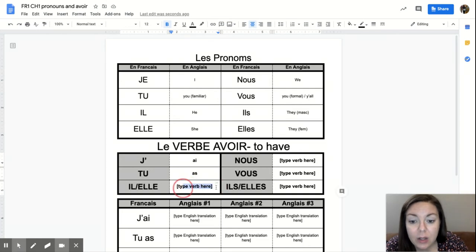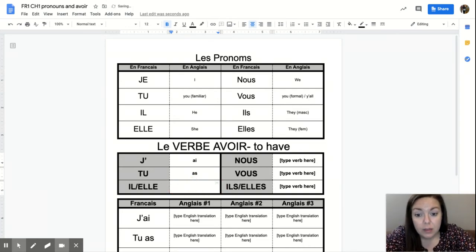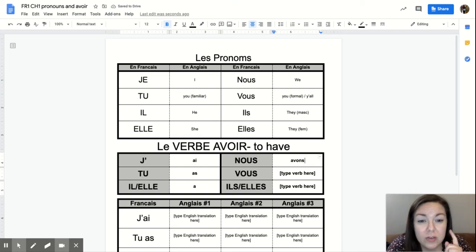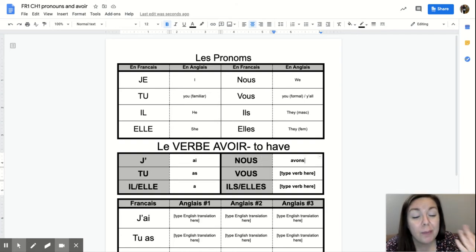And then for il or elle, so notice these are going to have the exact same form of the verb. It's just the letter a. Il a, he has. Elle a, she has. And then for nous, we have avoir becomes avons, A-V-O-N-S. Nous avons. So notice I said the S that time. So up here, when I just said nous, I didn't pronounce the S. Now down here, nous avons, I pronounced the S.